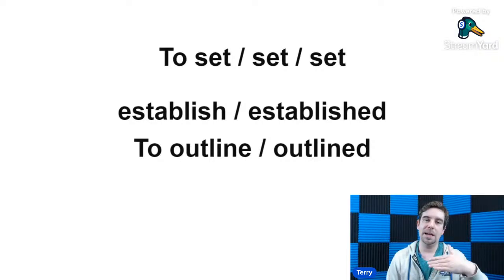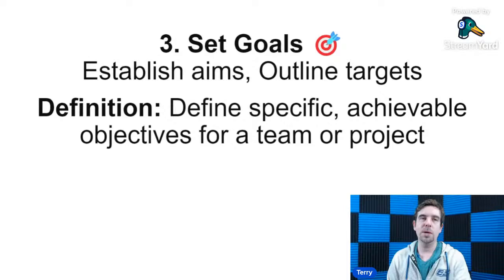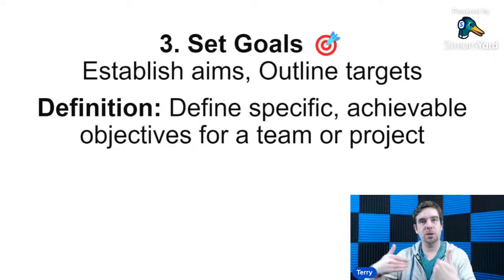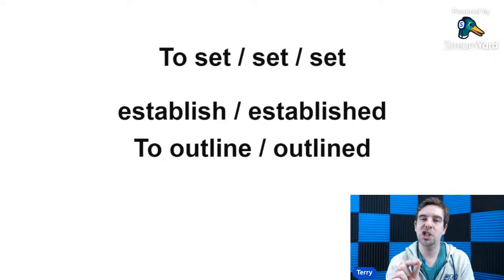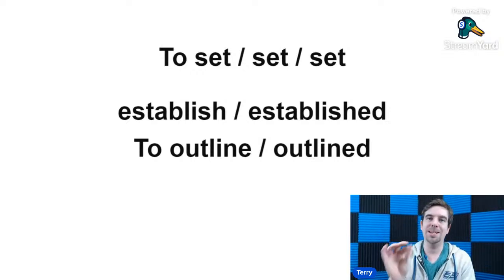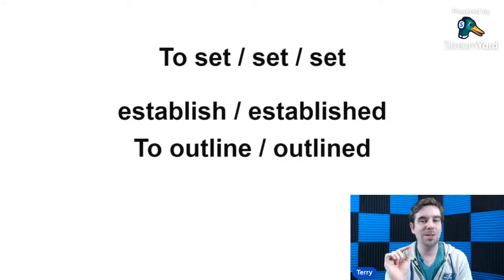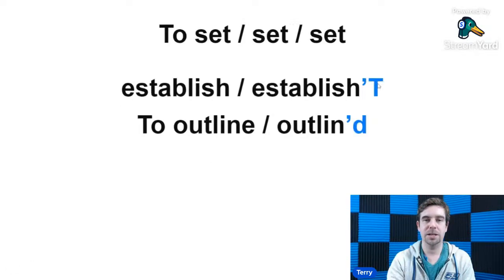So if I say we set the goal last week, it's the same as we set the goal now, right? And with establish, for example, to establish goals, to establish aims or targets, the past tense is established with the T sound, established. And then to outline, or outlined in the past tense, okay?